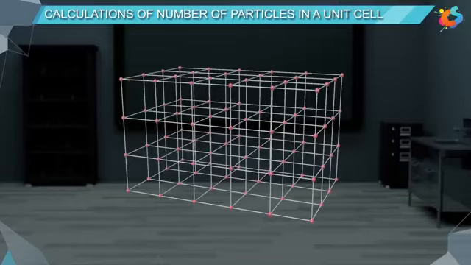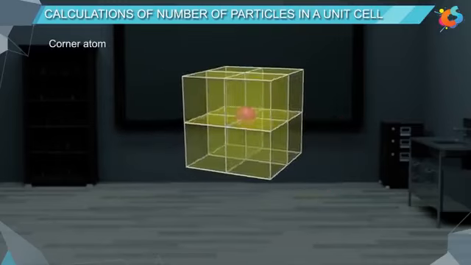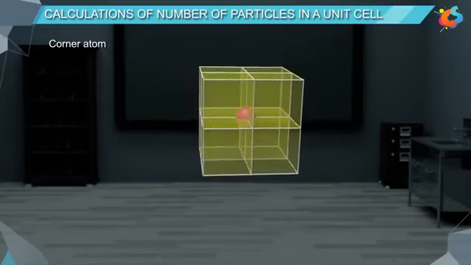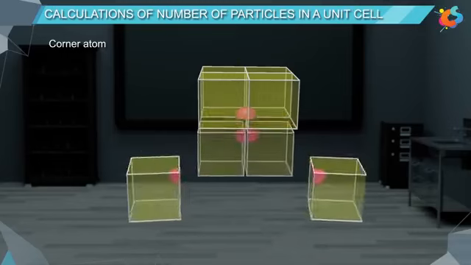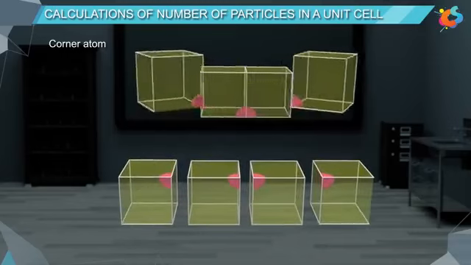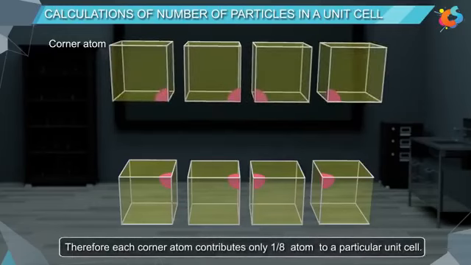Let us now understand the contribution of a particle in a lattice point to its unit cell. A corner atom is shared equally by 8 unit cells. 4 unit cells are present in the lower layer and 4 unit cells are present in the upper layer. Therefore, each corner atom contributes only 1/8 atom to a particular unit cell.